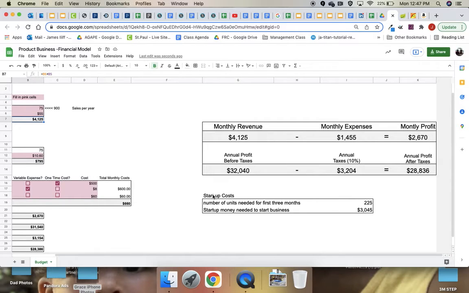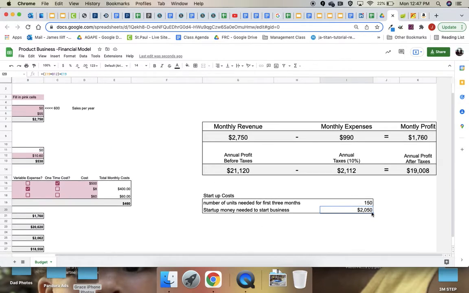The last thing I want to talk about is your startup cost. You know, as entrepreneurs, we like to have about 3 months worth of product on hand for future orders. So if we're selling, let's go back to 50 a month. If we're selling 50 a month, 3 months is going to be 150 units. And then if we're spending $10.60, that's going to, plus some other expenses, that's going to be a startup cost of $2,000.